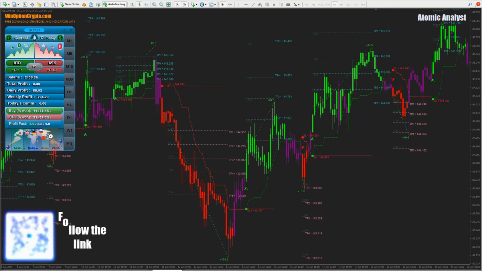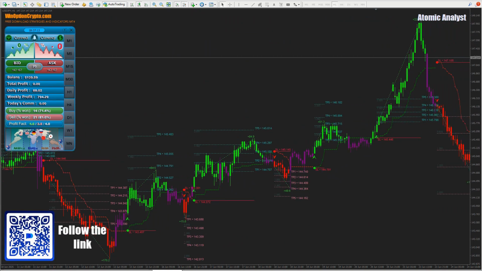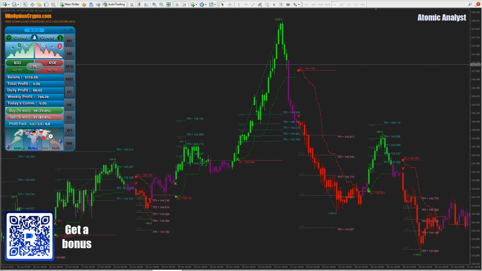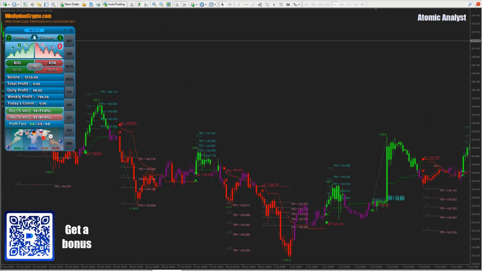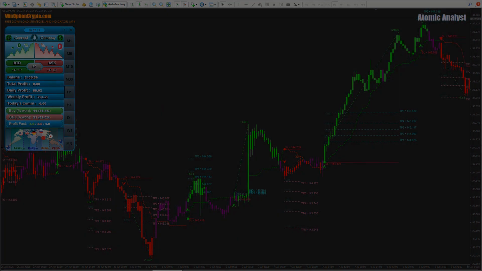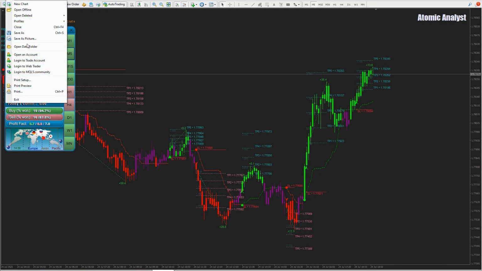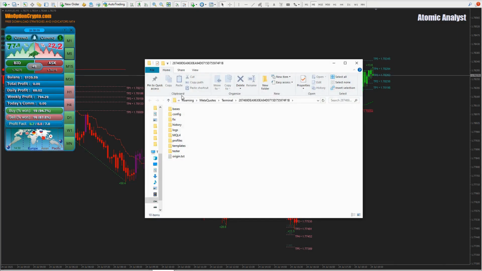and timeframes. In this review, we will analyze the functionality of this tool, analyze its advantages and disadvantages, and also consider examples of its use in real trading. Let's install the Atomic Analyst indicator in the MetaTrader 4 terminal. The indicator itself, like our template with all the settings, is installed in a standard way.